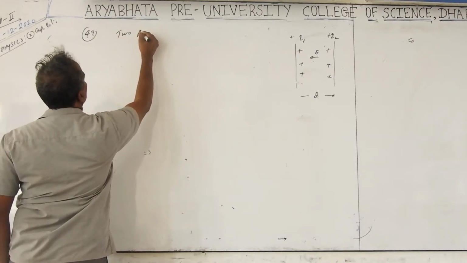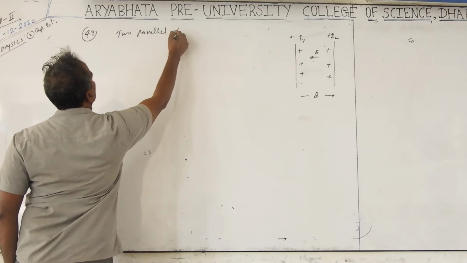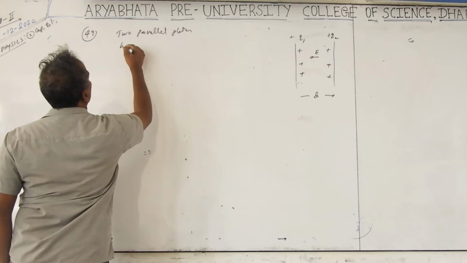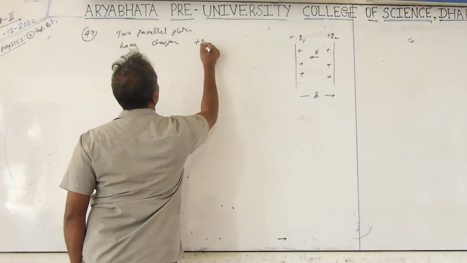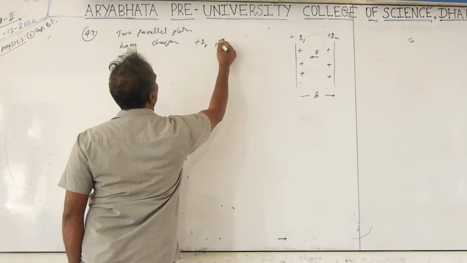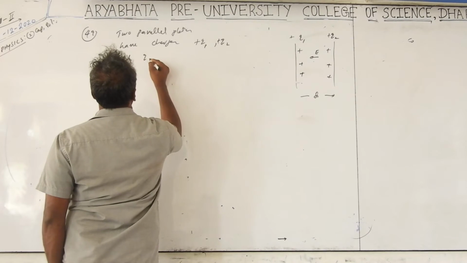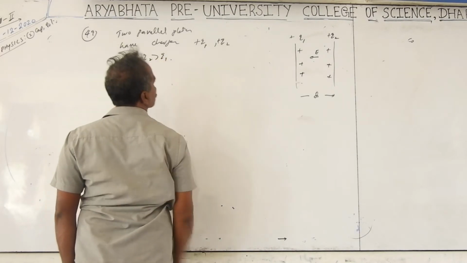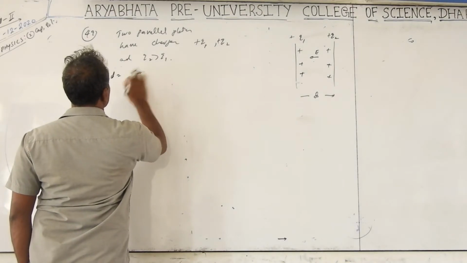Two parallel plates have charges plus Q1 and plus Q2, and Q2 is greater than Q1, as mentioned. D is the separation of the plates.